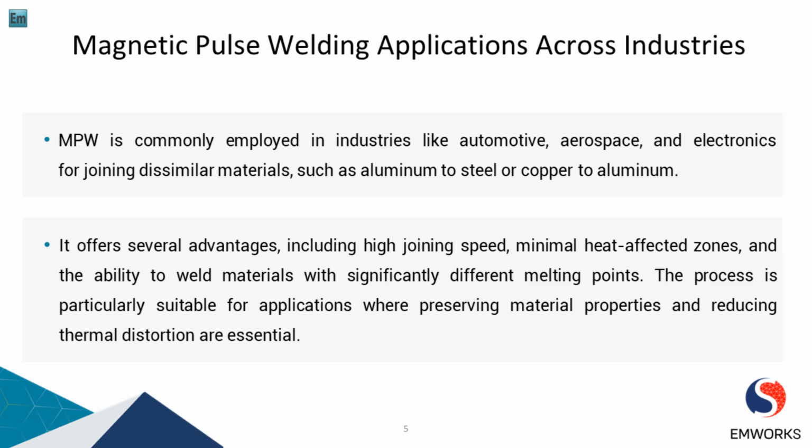Magnetic pulse welding finds its application in a multitude of industries, including automotive, aerospace, and electronics. It shines when joining dissimilar materials, such as aluminum to steel or copper to aluminum. The advantages of magnetic pulse welding are numerous, including high joining speed, minimal heat affected zones, and the ability to weld materials with significantly different melting points. This process is particularly suitable for applications where preserving material properties and reducing thermal distortions are the most critical factors.